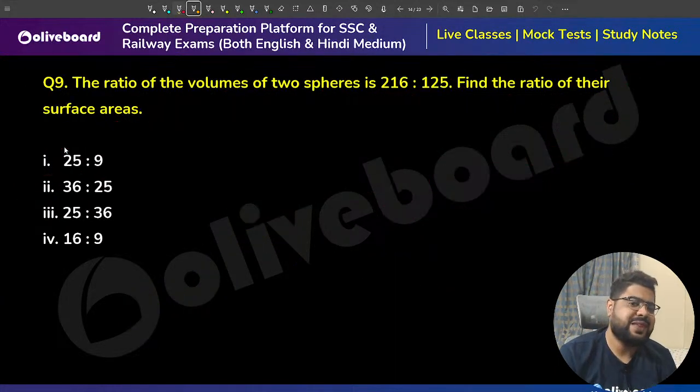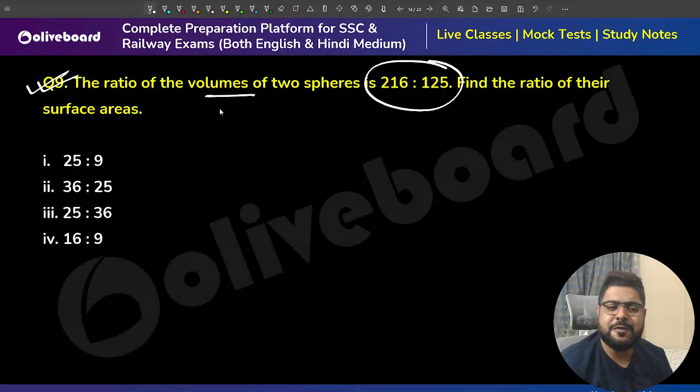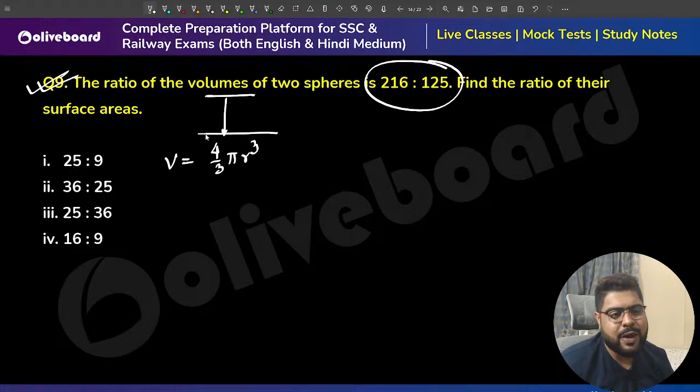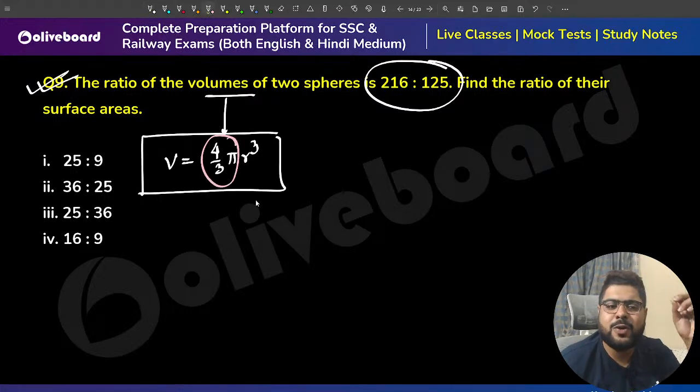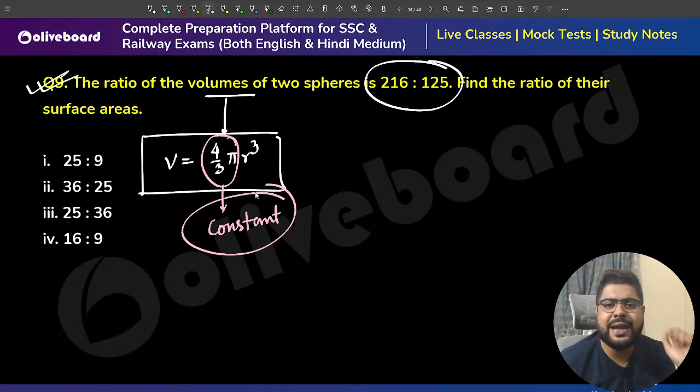Perfect. Next one, sir. Ratio of the volume of two spheres. The formula for the volume of a sphere is 4/3 pi r cube. Please understand why I have written down the formula. 4/3 pi is constant. This is your constant part, and it does not make any difference.